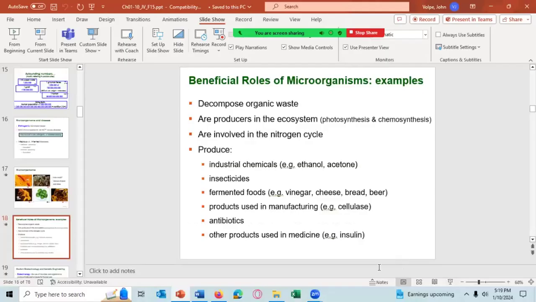All right, so microorganisms play beneficial roles in the planet Earth as well as for people. We already mentioned they decompose organic waste, like in the sewage treatment plant, and when something dies and falls on the forest floor. Microbes are also producers in the ecosystem, and there's two types of producers, the photosynthetic producers and the chemosynthetic producers. Microbes are involved in the nitrogen cycle. We already talked about that. Without microbes, the nitrogen cycle on the planet Earth could not run.